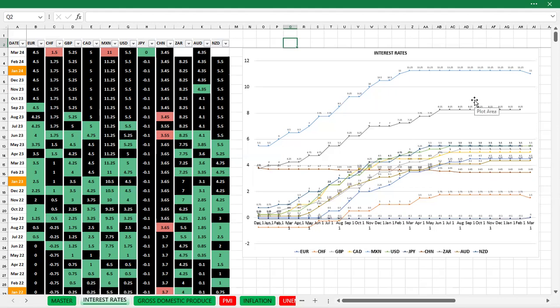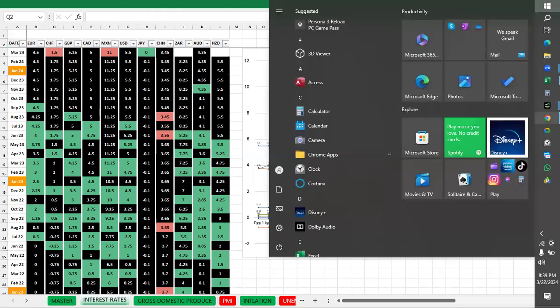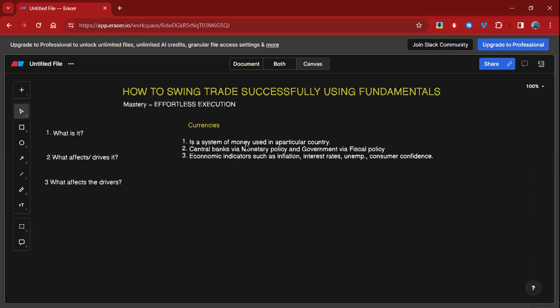So that is the first component of the financial markets, currencies, right? For you to understand currencies, or for things to be much simpler when it comes to currencies, you need to answer those three questions, right? Once you are able to answer these three questions and you have laid down your points, whenever you are reading financial news articles, you are looking for these clues.